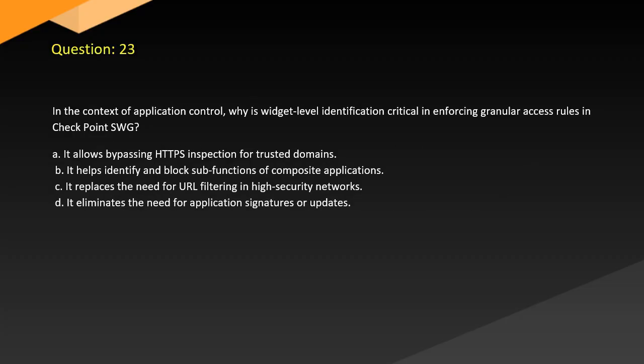Question 23. In the context of application control, why is widget-level identification critical in enforcing granular access rules in Check Point? A. It allows bypass of HTTPS inspection for trusted domains. B. It helps identify and block subfunctions of composite applications. C. It replaces the need for URL filtering in high-security networks. D. It eliminates the need for application signatures or updates.